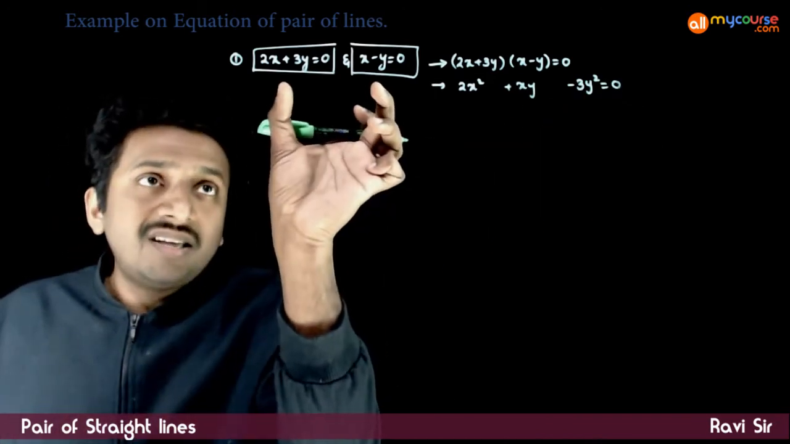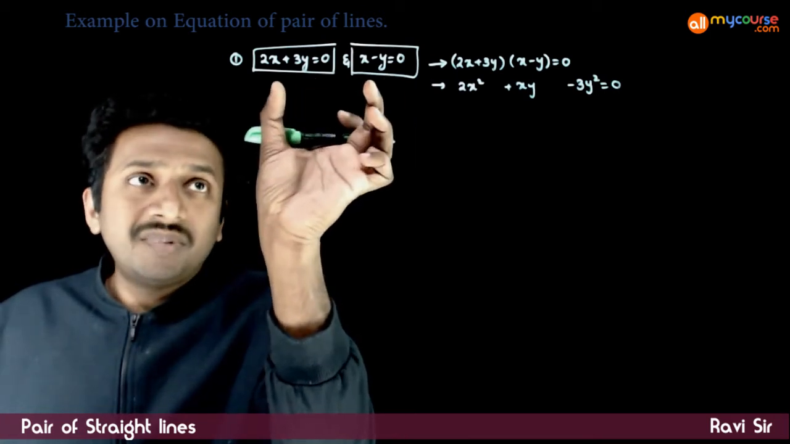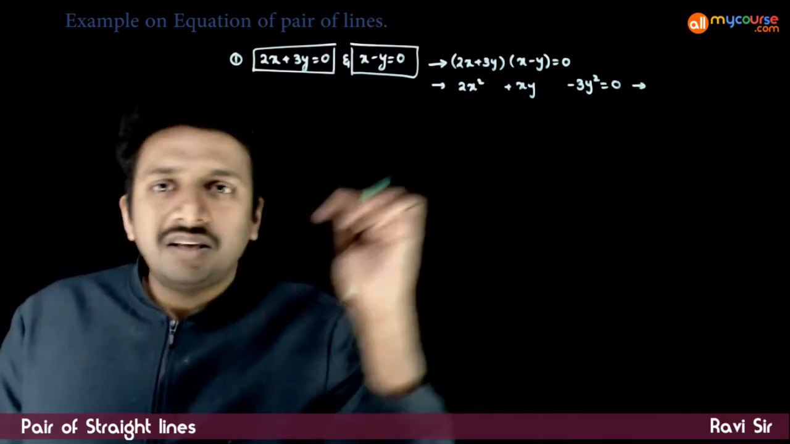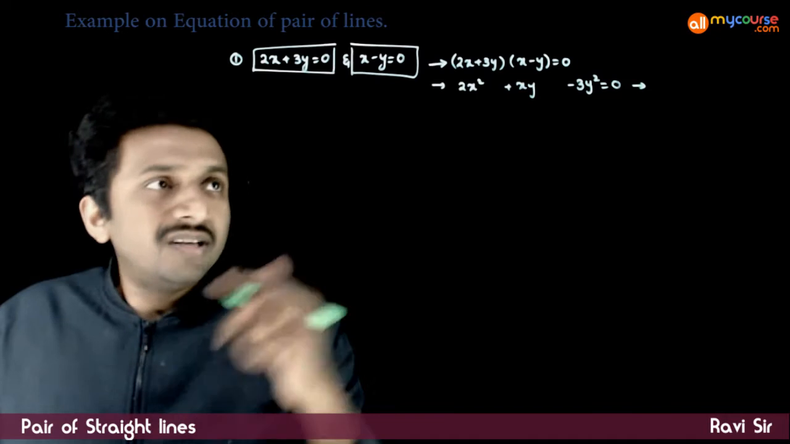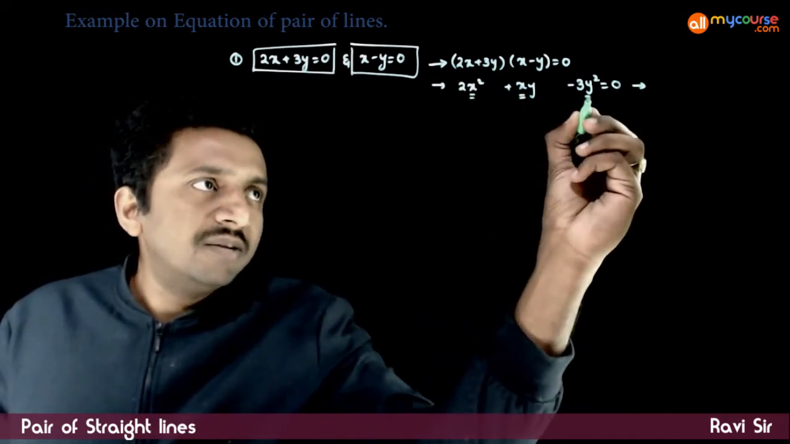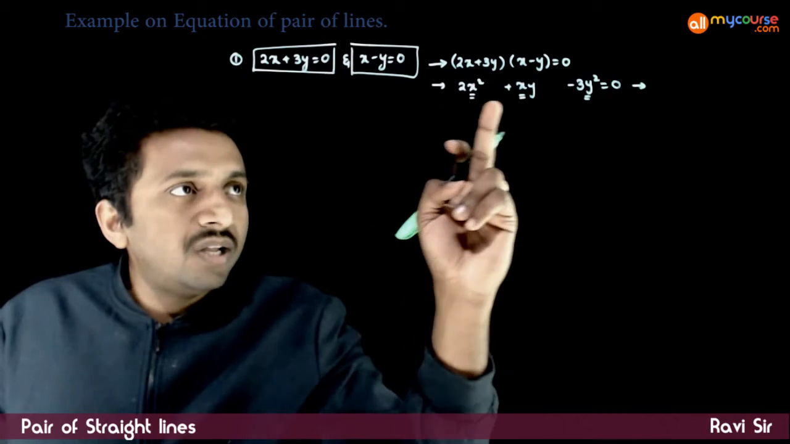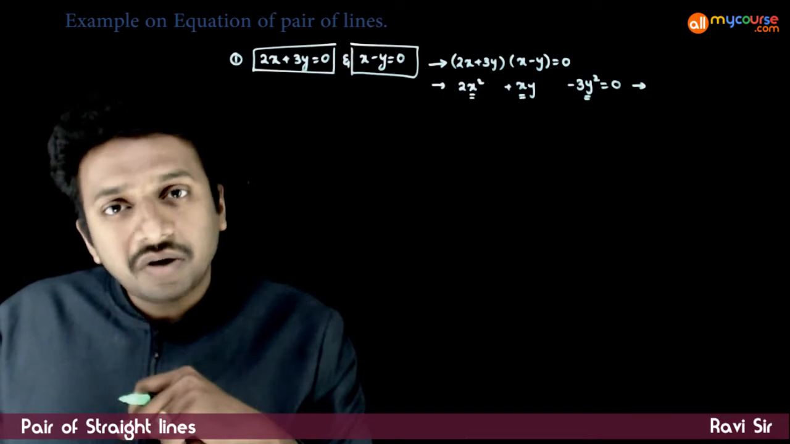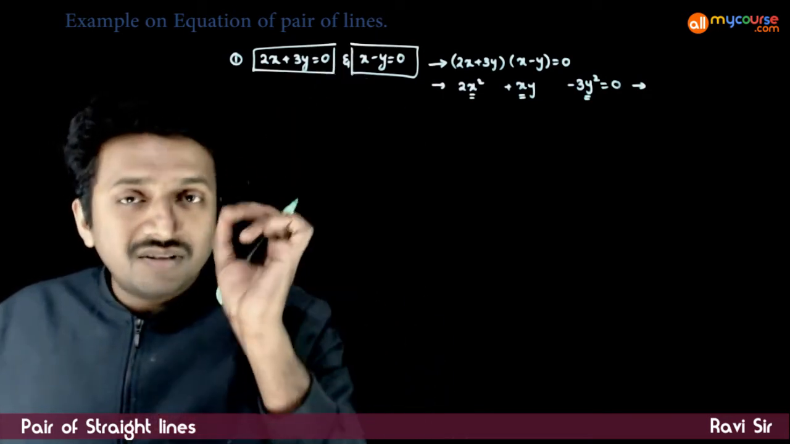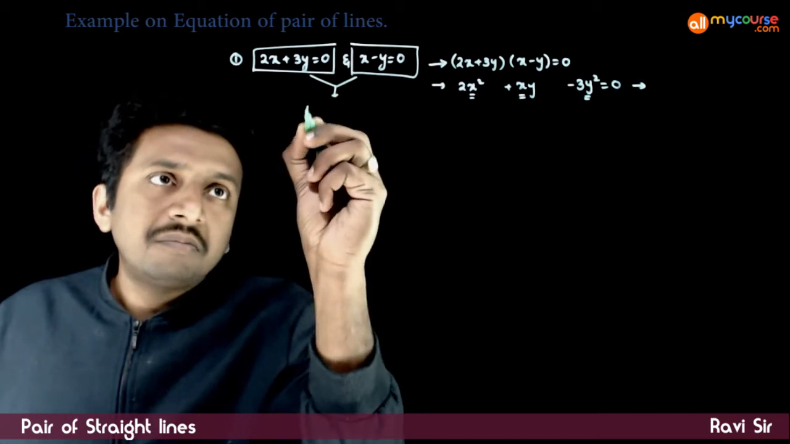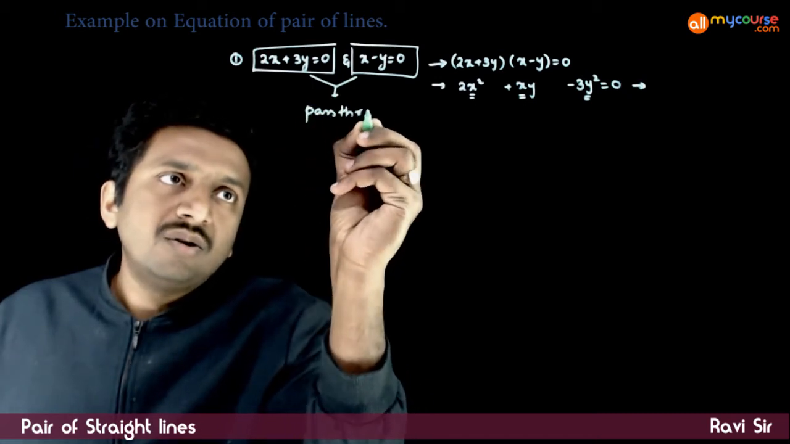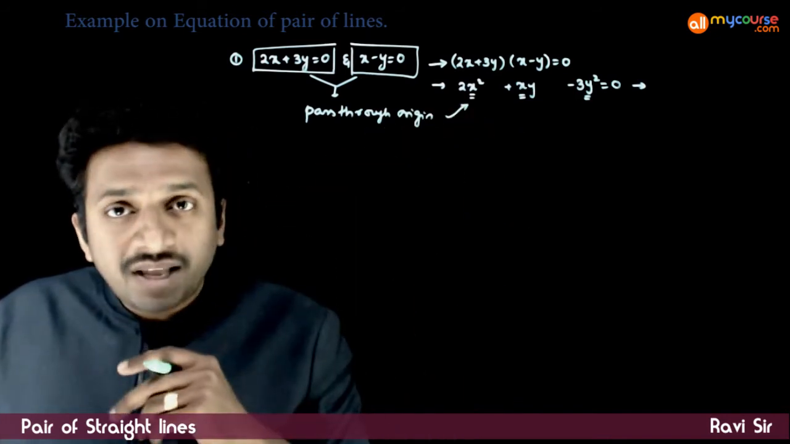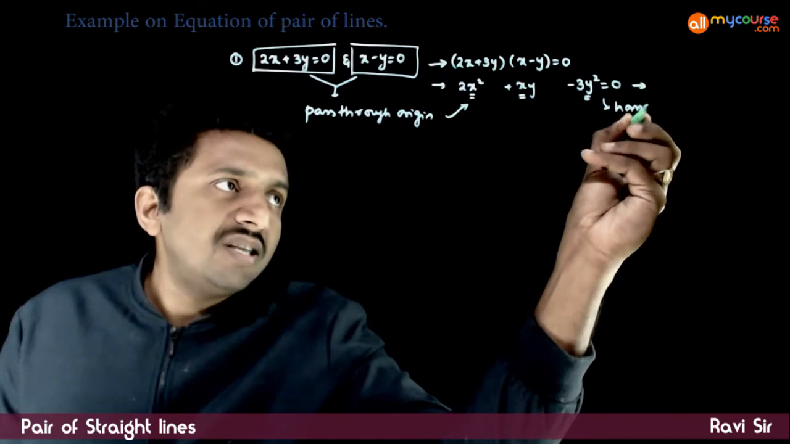So as you can see, if there is no constant term in the equation, you have only three terms in the final equation of pair of lines: the x square term, the xy term, and the y square term. That is, you have only the quadratic terms. You won't have the linear term. You also won't have the constant term. So remember this, if both lines pass through origin, then the equation of pair of lines will be a homogeneous equation.